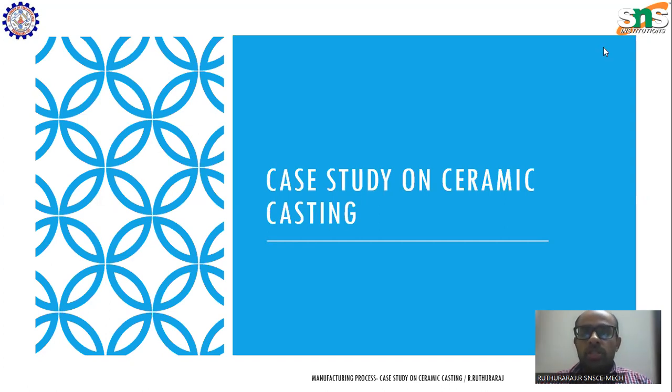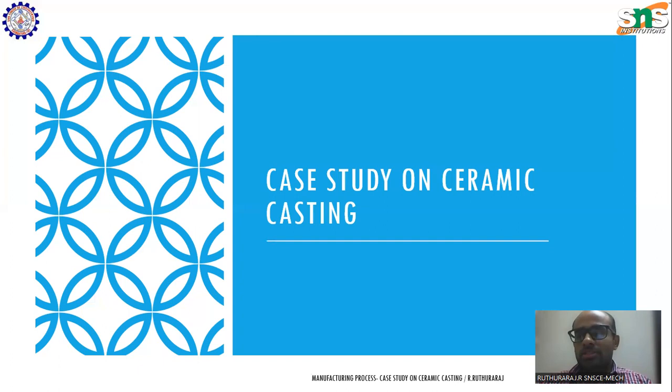So in this particular lecture, we'll be discussing a case study on casting process. We have already discussed the topics on sand casting, pattern making allowances, pressure die casting, casting defects, and so on. So today we will discuss a specialized type of casting, which is called ceramic casting. A case study implemented by a foundry is discussed in this topic.